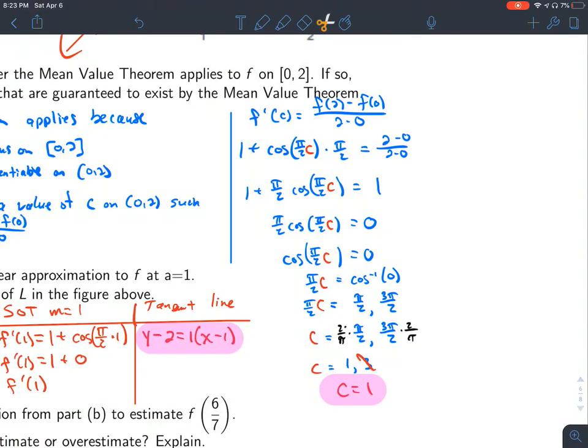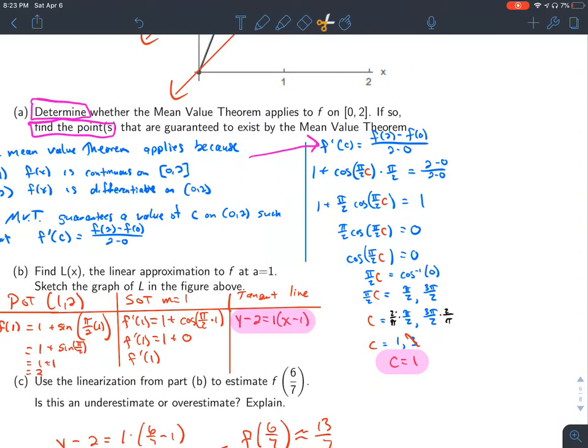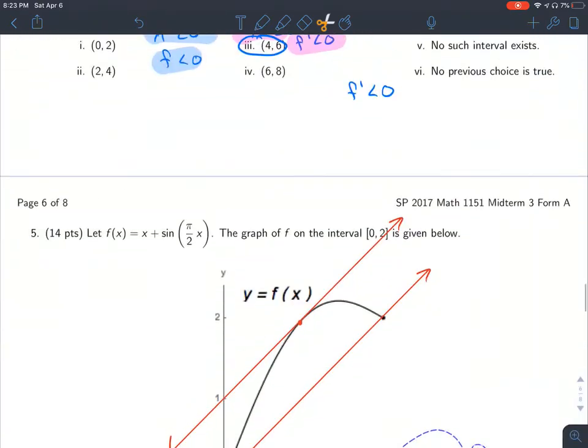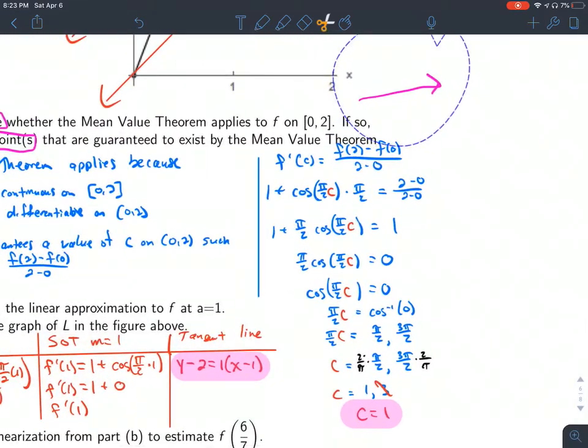So if you find the instantaneous rate of change, the derivative of f, derivative of x is 1, derivative of sine of pi over 2, I have to use a chain rule for that. Derivative of sine is cosine, inside function stays the same. I just change the x's to c's. It's usually what you do on the mean value theorem. I'm going to leave them as x's, that's cool too. Then you multiply it by the derivative of the inside function. The derivative of pi over 2c is just pi over 2.